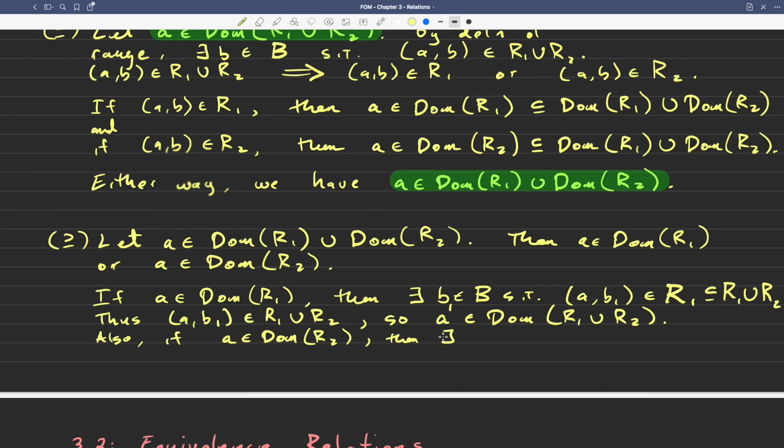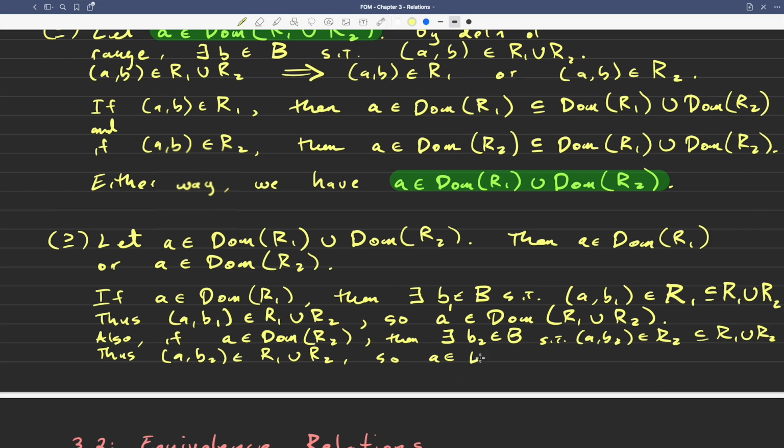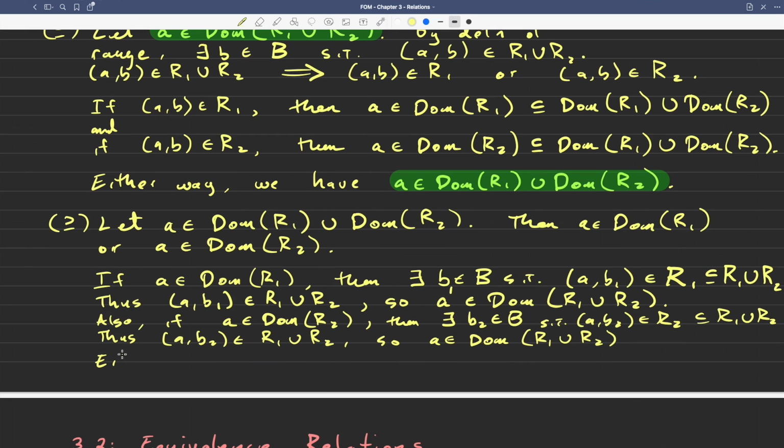Then there would exist some B2, I don't know, it's the same B as before, but there would exist some B2 in big B, such that A comma B2 is in R2, but that's certainly contained in R1 union R2, and we arrive at the same conclusion. Thus, A comma B2 is in R1 union R2, so A is in the domain of R1 union R2. Either way, considering the two possibilities, we have A is in the domain of R1 union R2.